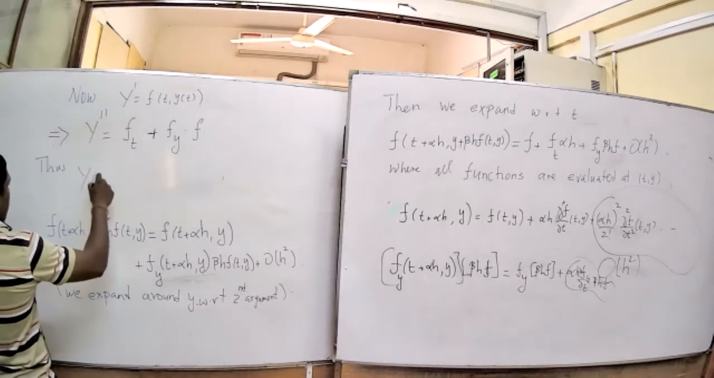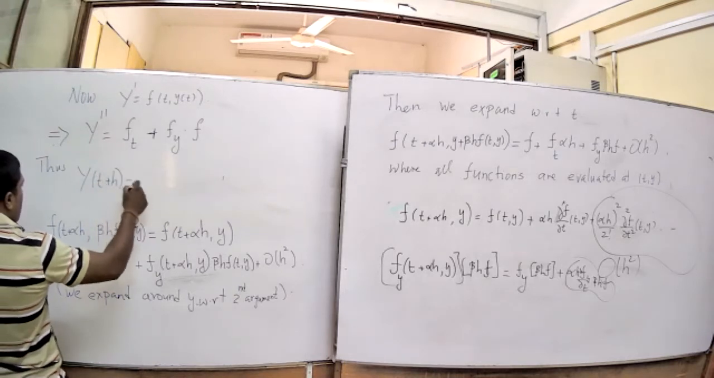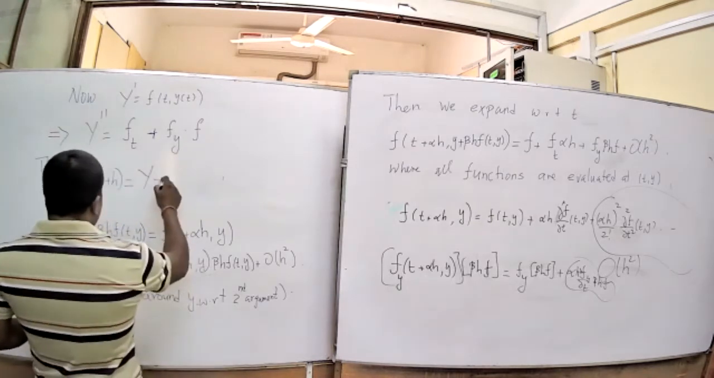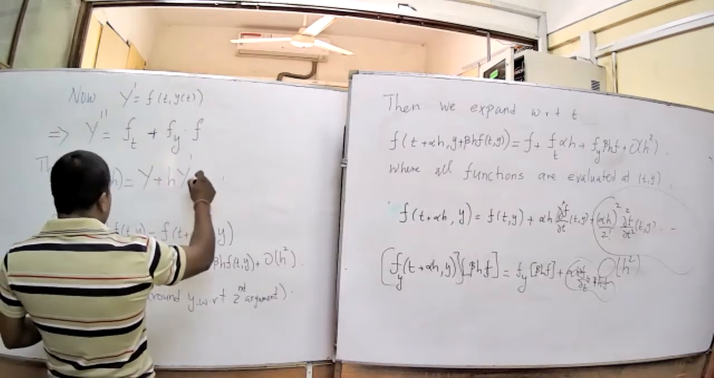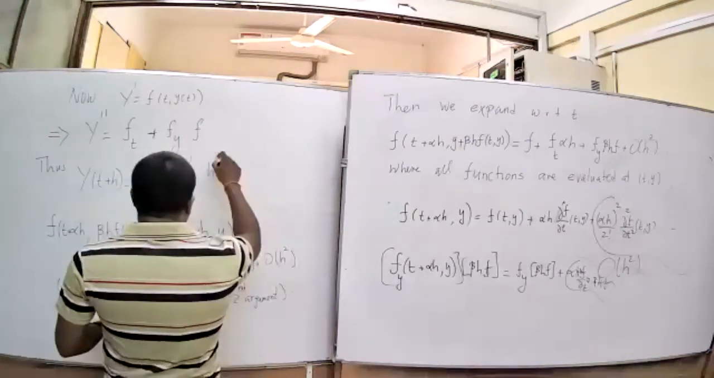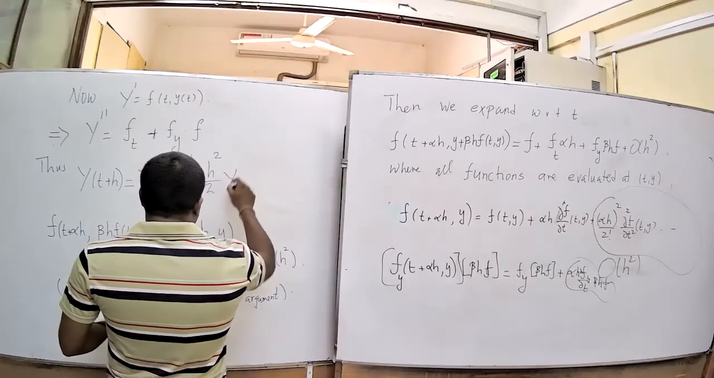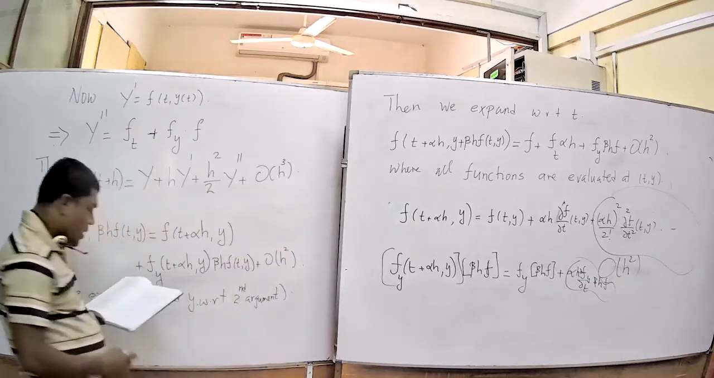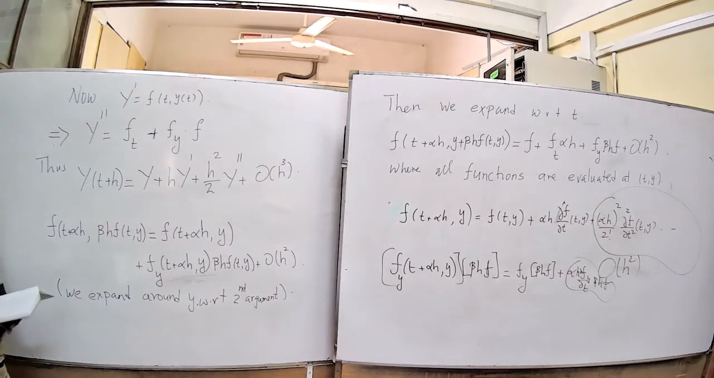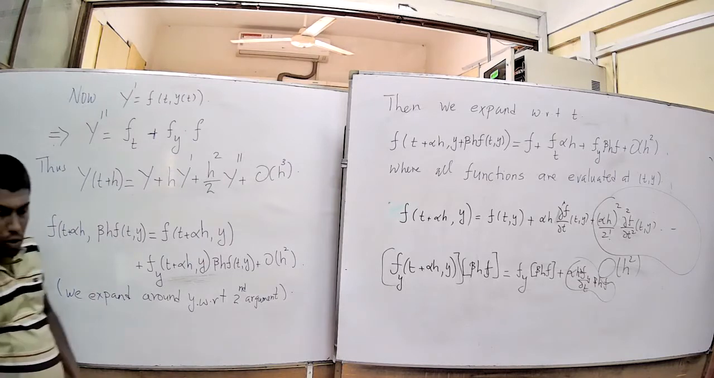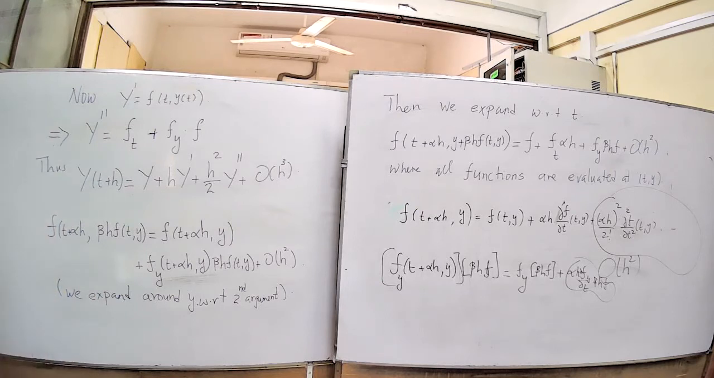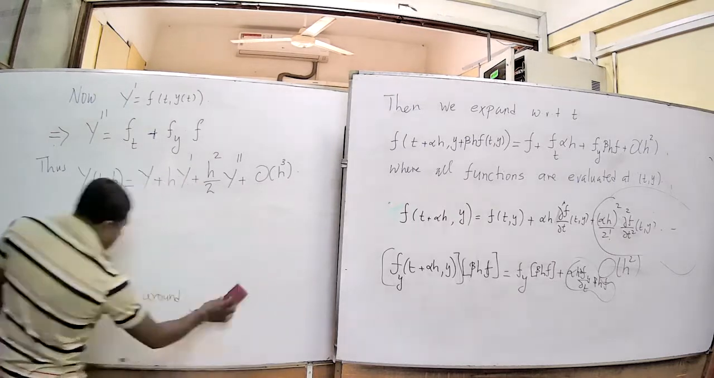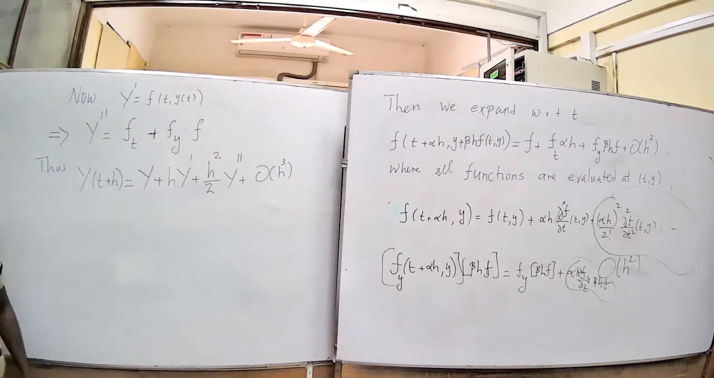Thus, capital Y of t plus h is equal to, again Taylor's expansion, y plus h times y prime plus h squared over 2 y double prime plus order of h cubed. So you know this y of t plus h, this is something you know again by Taylor's expansion. Now you can make the substitution for y prime and y double prime. So I'm going to do that now.